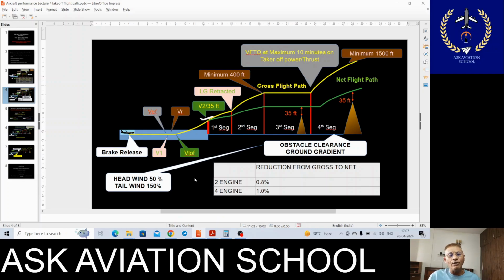So therefore, we realize that for consideration of the obstacle clearance, the ground gradient is used and not the air gradient. And we also said that the net flight path under consideration should be able to clear all the obstacles by the required margin, that is 35 feet.